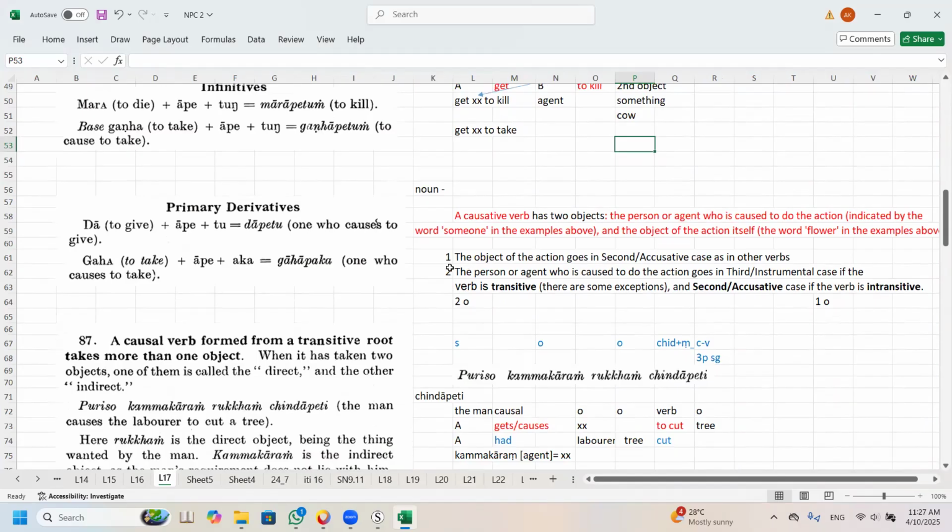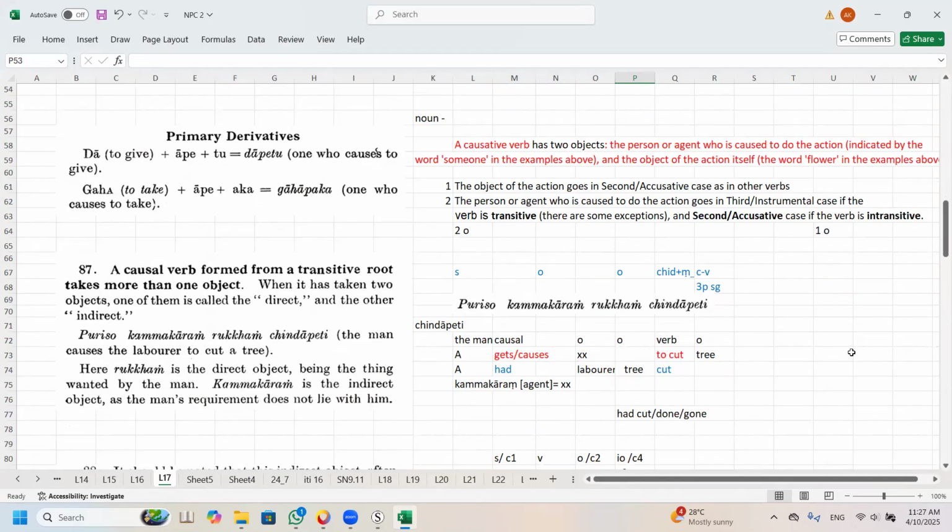Now, can you see the object of the action goes in the accusative case, in other words the person or the agent who caused the action, and then the action is in the instrumental case? That means the verb can be transitive. Transitive means it takes two objects. Intransitive takes one object.